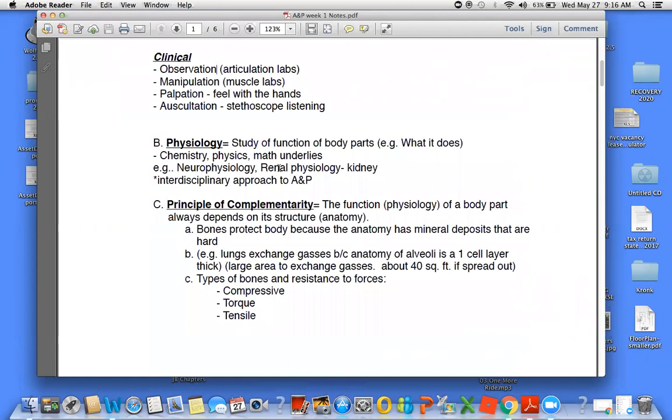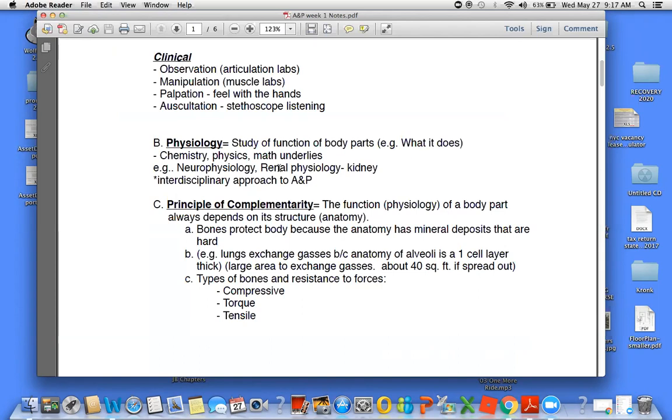We call that the principle of complementarity. The function or physiology of a body part always depends on its structure or its anatomy. So for example, your head is round in order to prevent grabbing pressures on it. Pull your hair a little bit. Your hair is a strand. It's on your head to prevent sun damage, for example, and to keep you warm. So that's its function, its physiology. What's its anatomy? It's a strand.